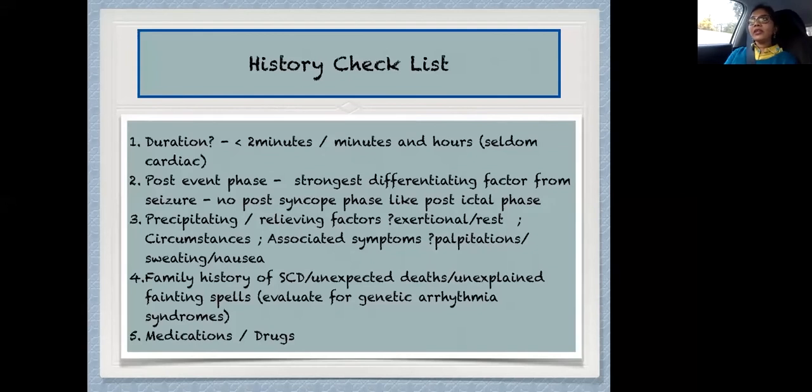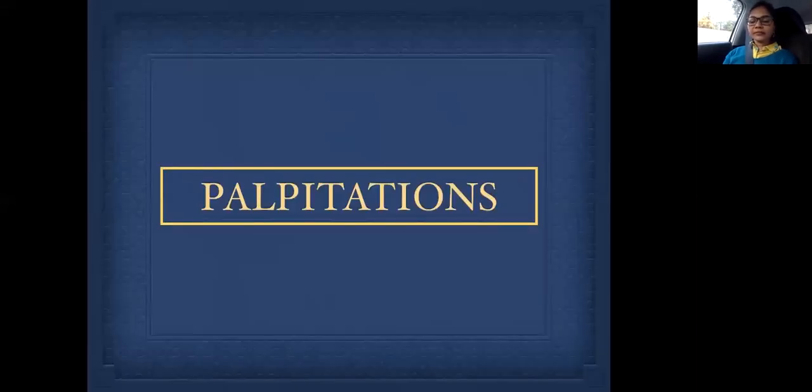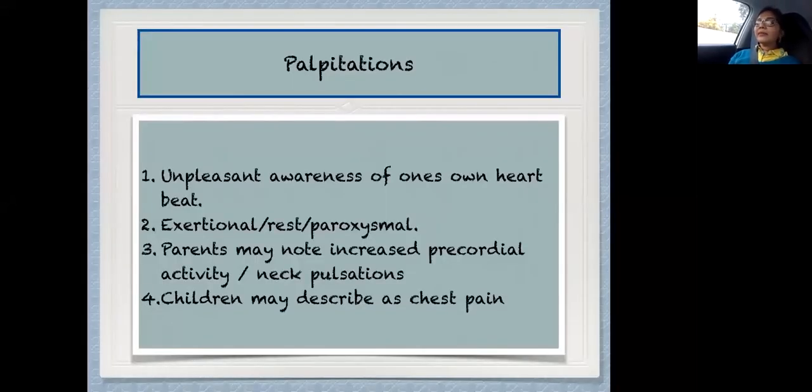So it all depends on how you elicit the history and pull up these factors from it that you can decide on further investigations. And of course, you have to check medications and drugs, because many of them can cause dehydration, vasodilatation, and alter the pathophysiology to predispose the patient to syncope. Palpitations: an unpleasant awareness of one's own heartbeat. So that is the definition.